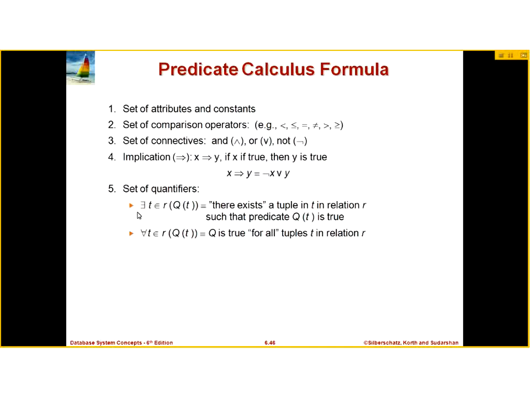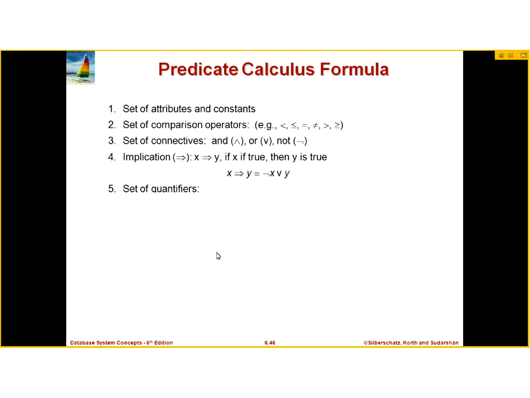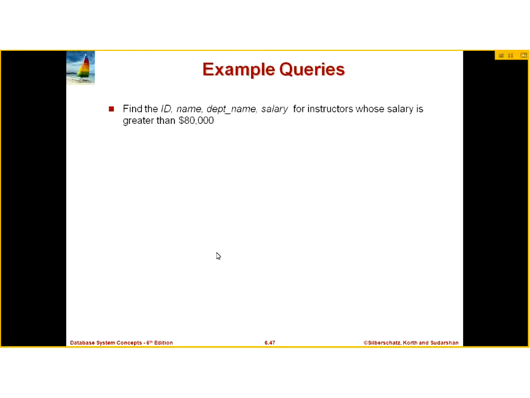Now this operator, this E, which is in the backward direction, is used for there exists, and this A, which is upside down, is used for all. Some example queries are mentioned over here. For example, find the ID, name, department name, salary for instructors whose salary is greater than $80,000.